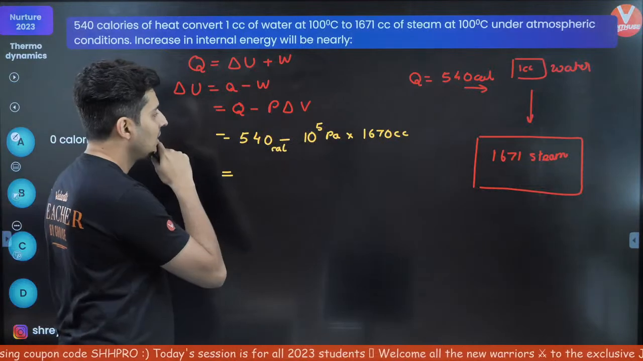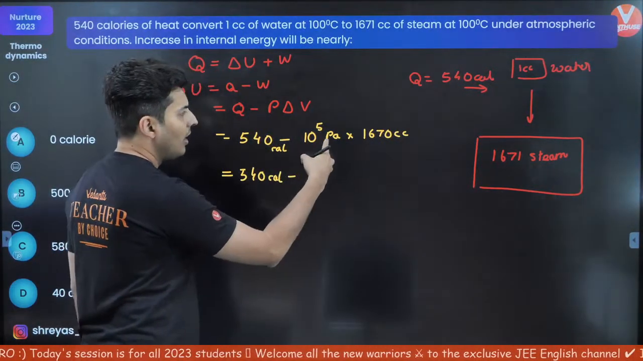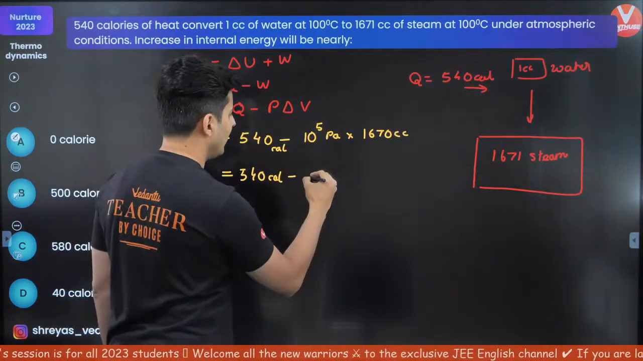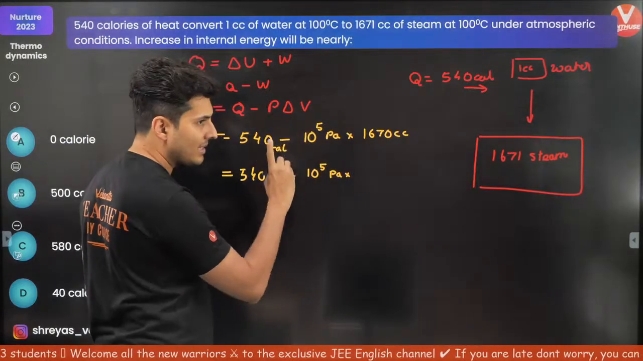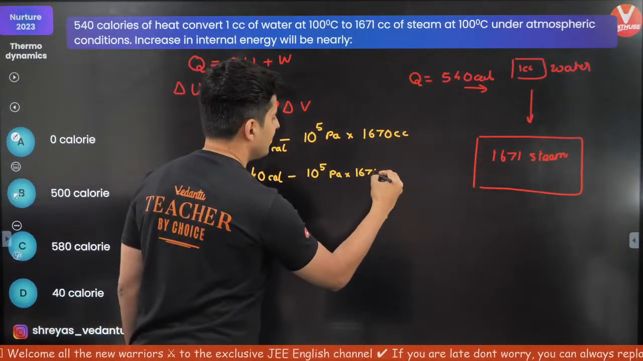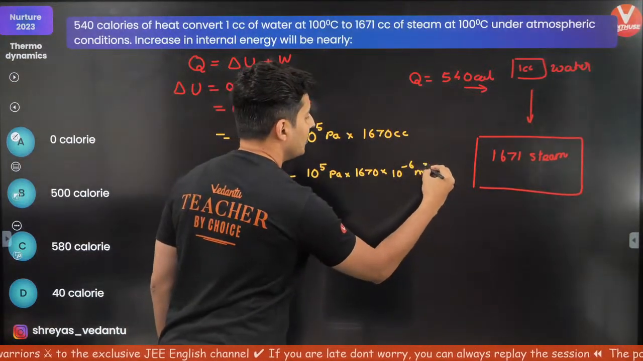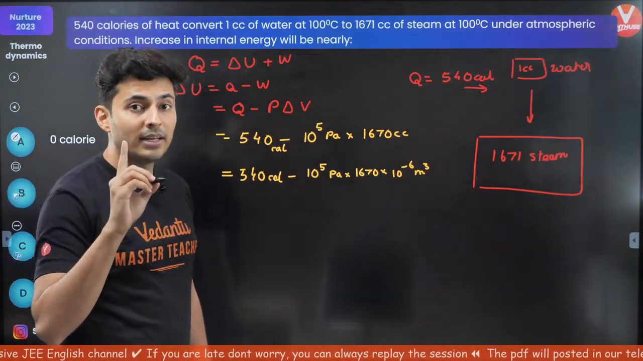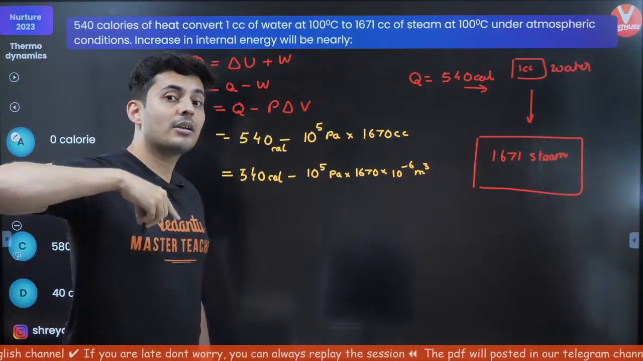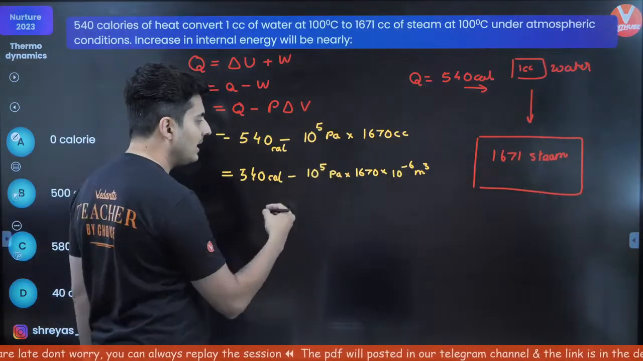Okay, so let's solve this. 540, but this is in calories. Convert cc into meters, so 10 to the power 5 pascals is already in SI, and 1670 cc becomes 1670 into 10 to the power minus 6 meter cube. 10 to the power minus 6 because 1 centimeter is 10 to the power minus 2 meter, so 1 centimeter cube will be 10 to the power minus 6 meter cube.